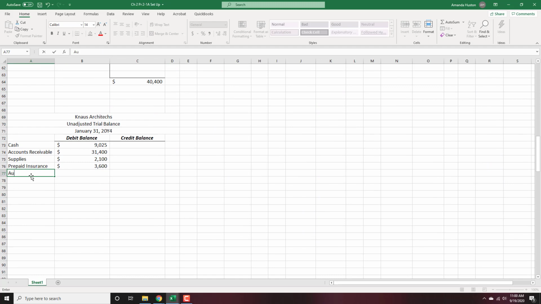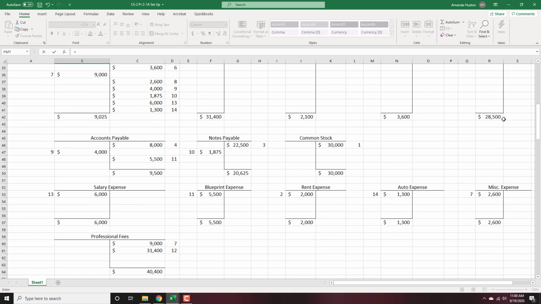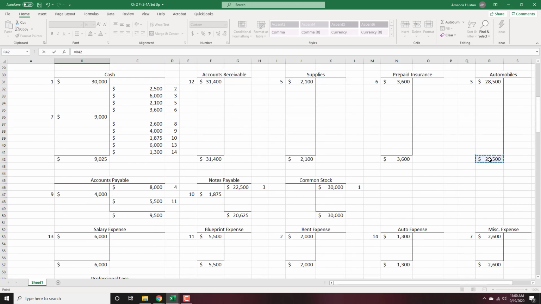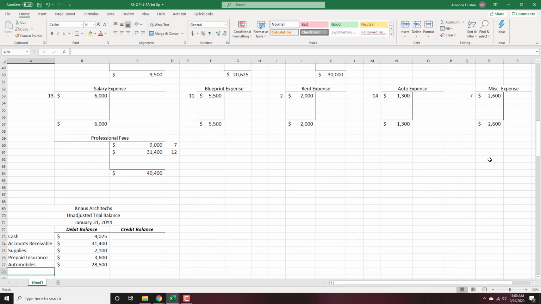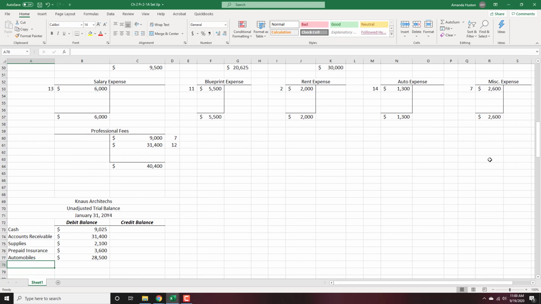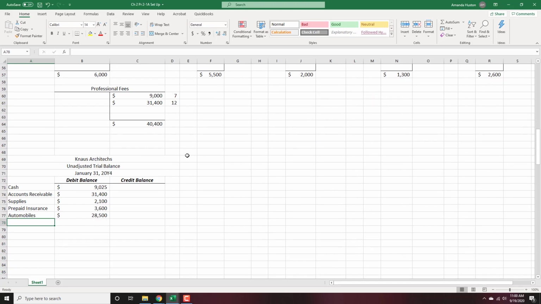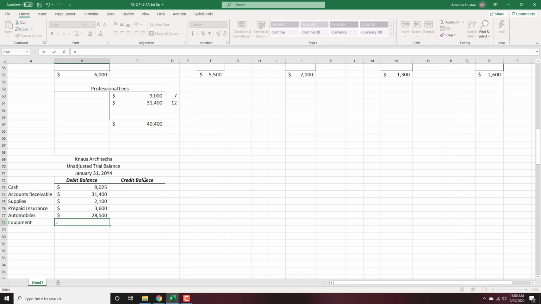And then I have automobiles. I'm just linking this in case we made a mistake and we need to fix a journal entry, so I'm just taking the balances directly from Excel. You'll be practicing this in the Cengage tool, so you won't need to link or do all of this work in Excel. But this is to help you practice as well. And then we have equipment, which is also an asset.